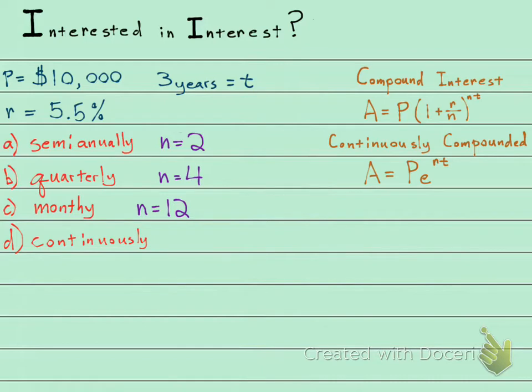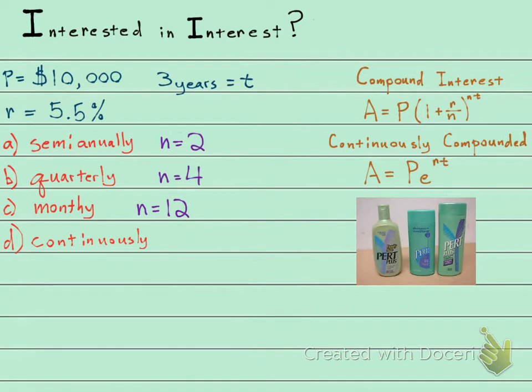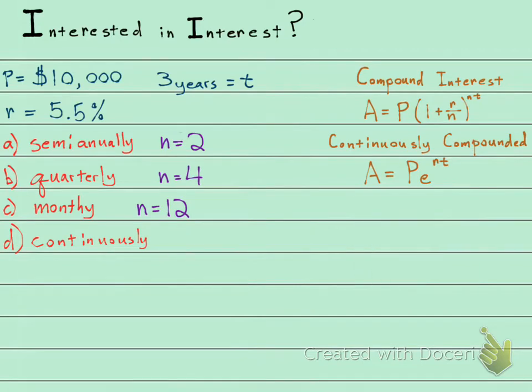The way that I like to remember this is I think about the old shampoo, PERT Plus. You remember that? Am I showing my age? And I like to think that I'm washing my hair continuously. Do you wash your hair continuously? Do you wash your hair intermittently? No, continuously, okay? PERT Plus. So continuously is this totally separate formula.